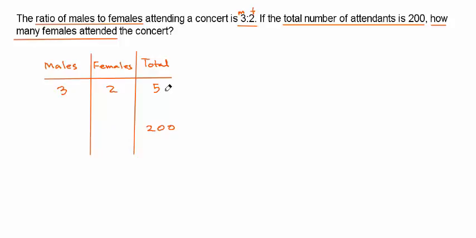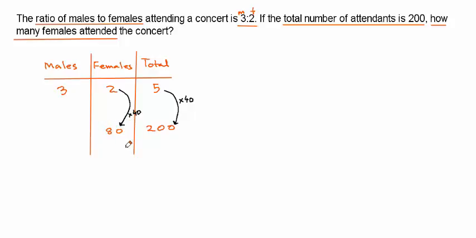So all you need to do is figure out 5 times what is 200, and the answer is 40. 5 times 40 is 200 because 5 times 4 is 20. And then just multiply this number with that same number 40. So the number of females attending the concert is 80.